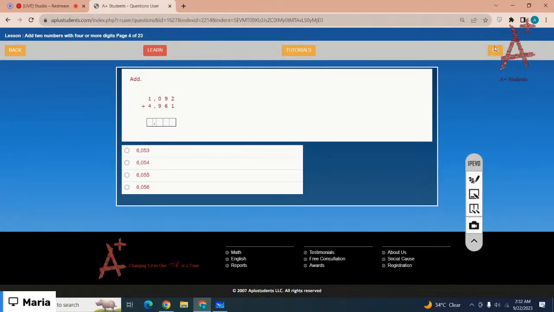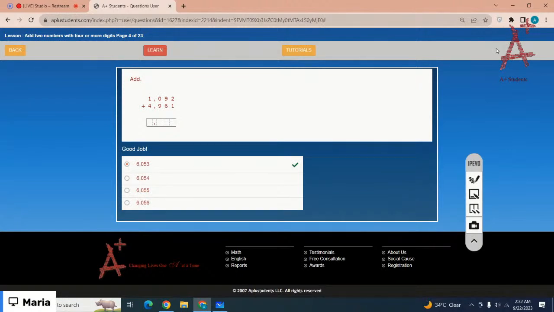Okay, add 1092 plus 4961. Which is the correct option? Yes, again for this one, option number 1 is the correct one, right? 2 plus 1 makes 3, 9 plus 6 makes 15, 5, 1 carry. 9 plus 1 makes 10, 0, 1. That would be 6053. Option number 1 is the correct option.